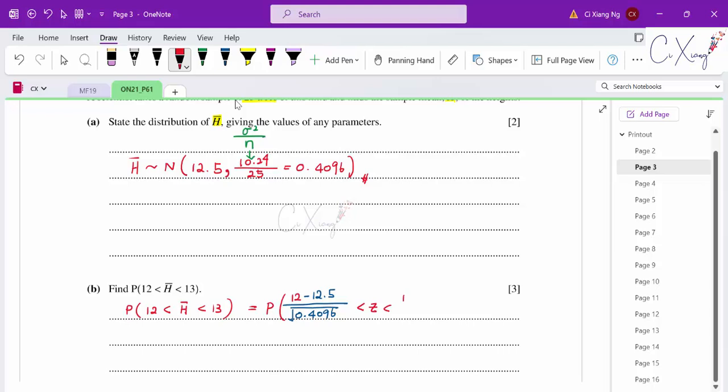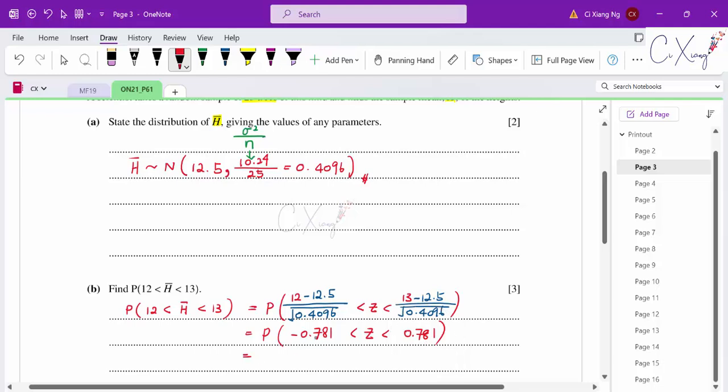Then you take 13. The same thing happens here: you standardize it by subtracting the mean and dividing by the standard deviation. Therefore, you'll get the values of Z, which will be negative 0.781 and positive 0.781. Please make sure that you find the value of Z up to 3 decimal places, so that you can get the most accurate answer from the table that we have.